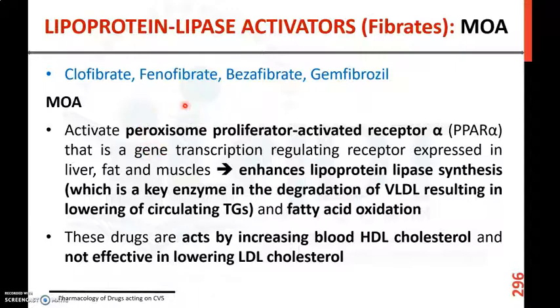fat. So by the activation of PPAR alpha, it will enhance the synthesis of lipoprotein lipase, which is a key enzyme in the degradation of very low density lipoprotein. So it will result in the lowering of circulating triglyceride level, and also it will cause fatty acid oxidation. So these drugs act by increasing blood HDL cholesterol and not lowering the LDL cholesterol. So that is the mechanism of action of lipoprotein lipase activators like clofibrate.